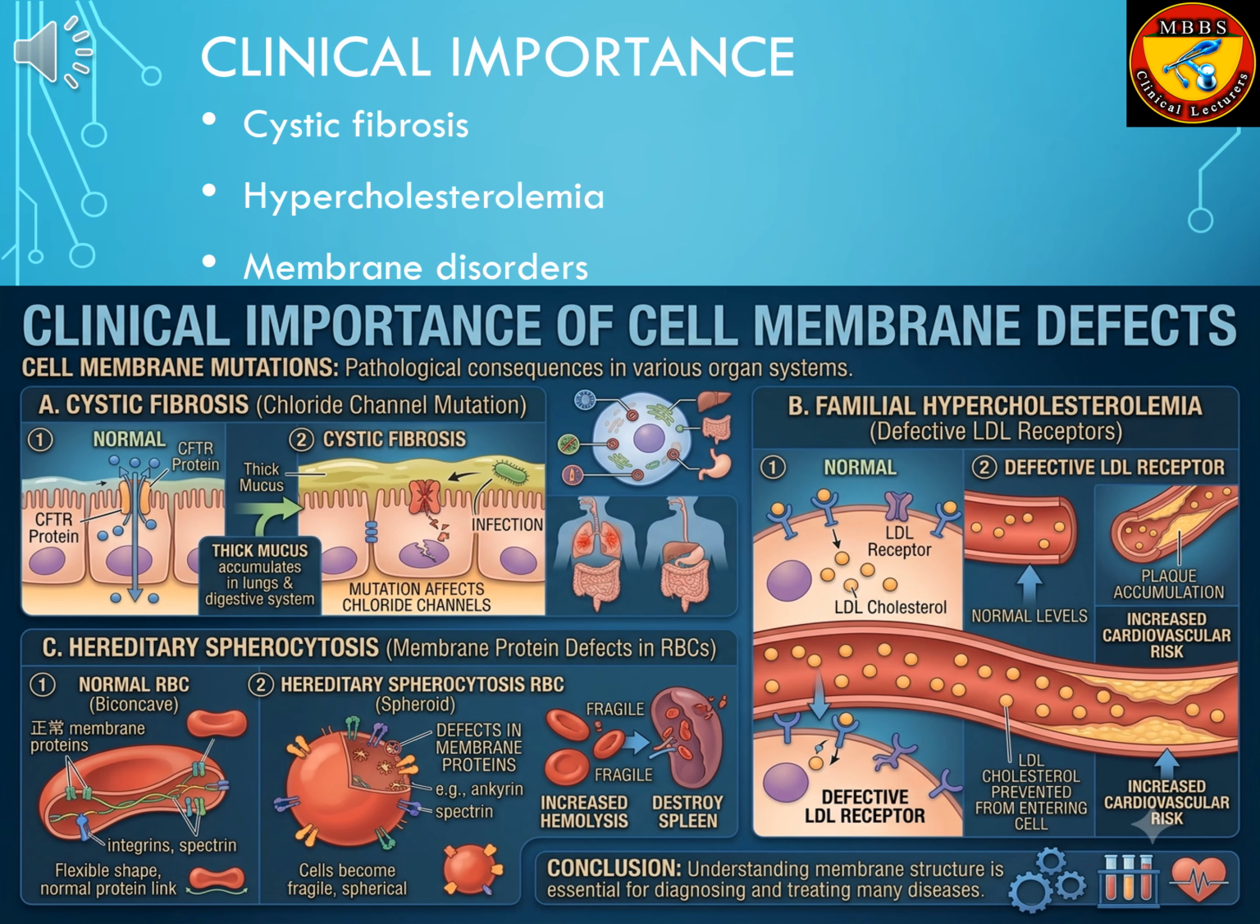Clinical importance. Defects in the cell membrane can lead to several diseases. In cystic fibrosis, mutations affect chloride ion channels, causing thick mucus to accumulate in the lungs and digestive system. In familial hypercholesterolemia, defective LDL receptors prevent cholesterol from entering cells efficiently, resulting in high blood cholesterol levels and increased cardiovascular risk. Membrane abnormalities are also responsible for disorders such as hereditary spherocytosis, where red blood cells become fragile due to defects in membrane proteins. Understanding membrane structure is therefore essential for diagnosing and treating many diseases.